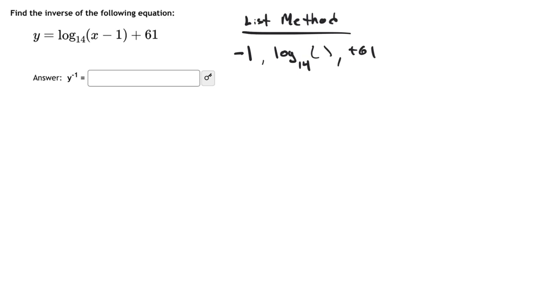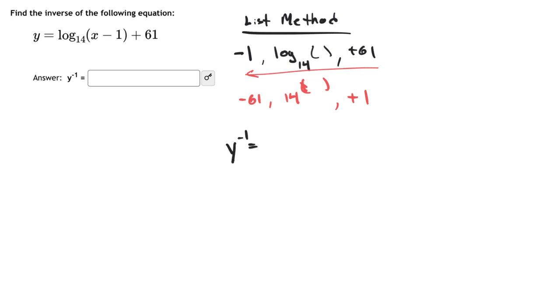Right, and so those are the steps that you're going to undo in the opposite order, which means your first step is going to be to subtract 61. Then you're going to undo your logarithm with an exponential. The base is 14, so it's going to be the base of 14 in your exponential, and then you're going to finish by adding 1. Those are the steps that you're going to do to x, so you can just kind of do them as you go.